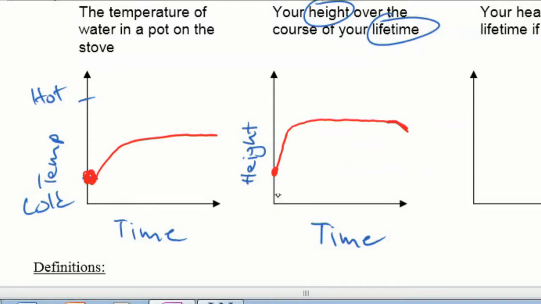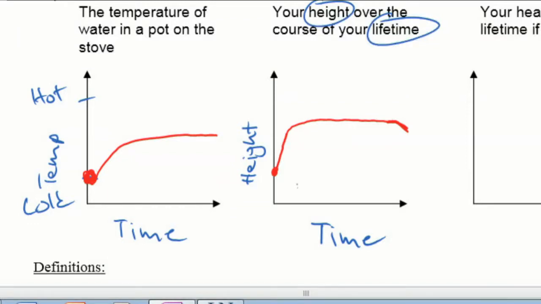If I started my line right here at the intersection of my axes, that means when you're born, you're 0 height, which is kind of a weird idea. So even though you could draw the line looking almost exactly the same starting right there, it just doesn't make sense to start it from the origin. So I actually moved it up a little bit, and we'll talk more about that later. I know we're just getting into graphing. It's important to leave a little gap here because when you're born, you don't have 0 height.